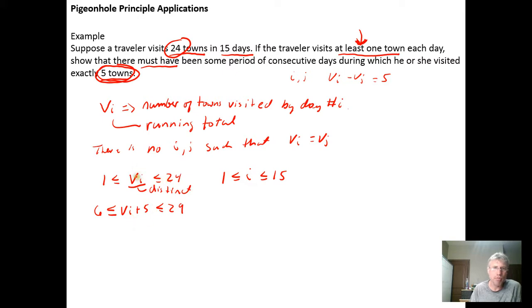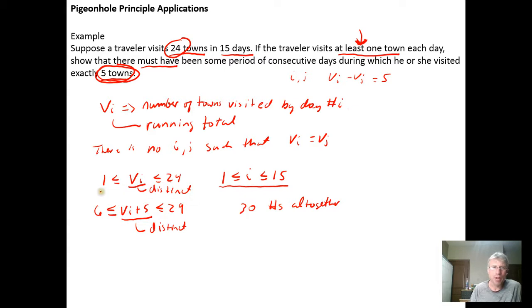And if no two of the v sub i's are the same, then v sub i plus 5 will also be a set of 15 distinct integers. We know there's 15 of them because i represents the ith day of travel, and there's 15 days of travel, so there'll be 15 distinct v sub i's. There will be 15 distinct v sub i plus 5's. So if there's 15 numbers in each set, there's 30 integers altogether.